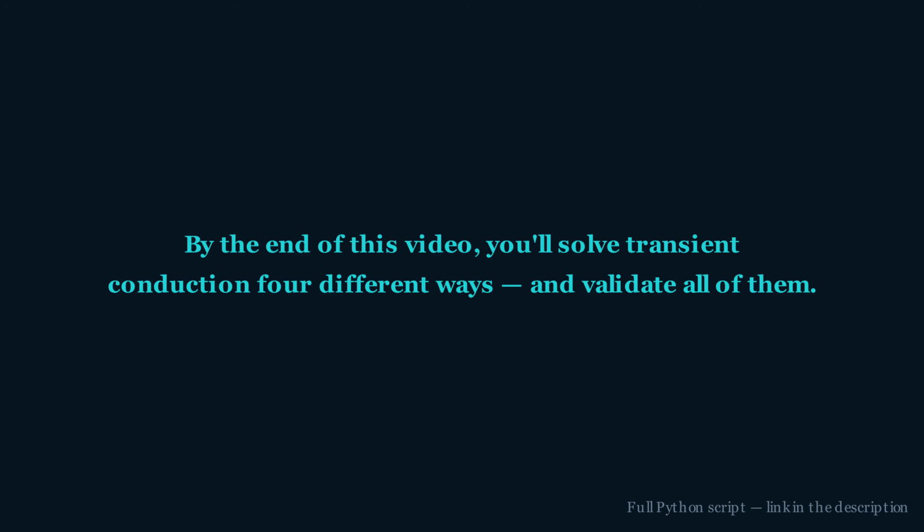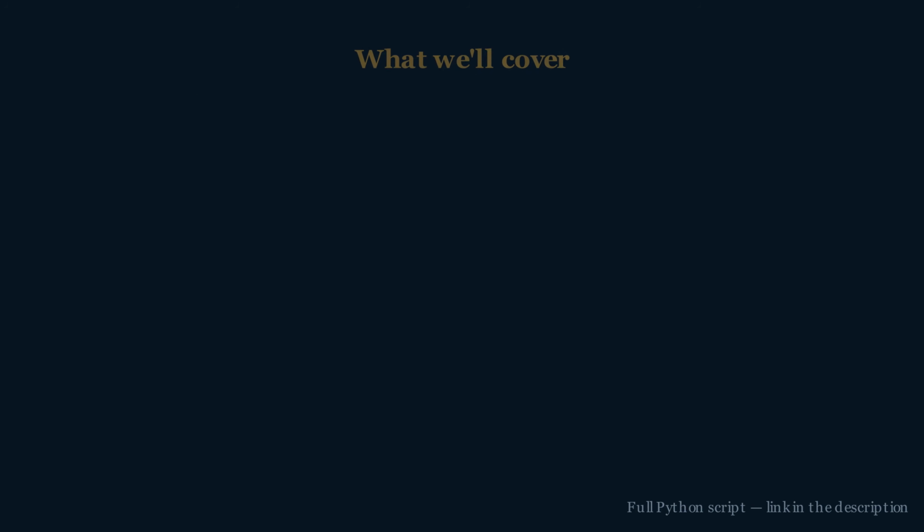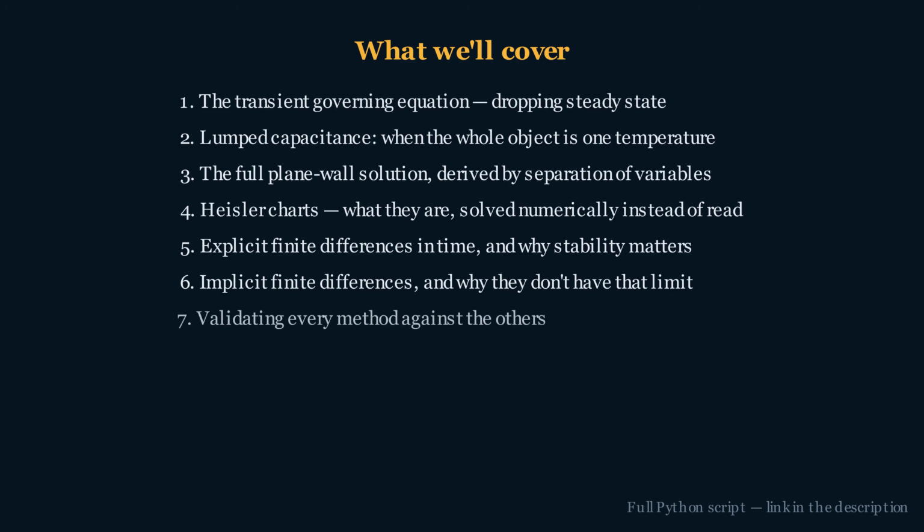By the end of this video, you'll solve transient conduction 4 different ways: the lumped capacitance method, the classical one-term Heisler approximation, an explicit finite difference solver, and an implicit one, and you'll validate every single one against the others. Here's the roadmap: the transient governing equation, the lumped capacitance method, the full plane wall solution by separation of variables, Heisler charts solved numerically, explicit finite differences and why stability matters, implicit finite differences and why they sidestep that limit, and validating every method against the others.